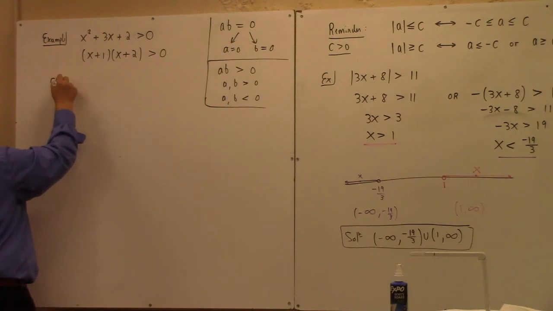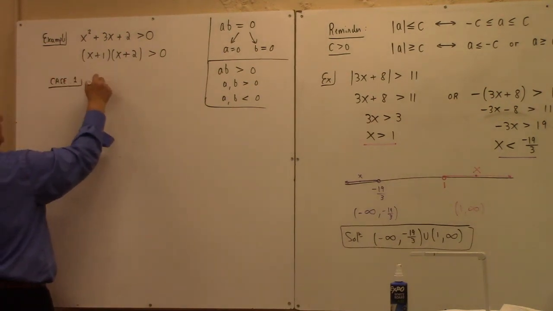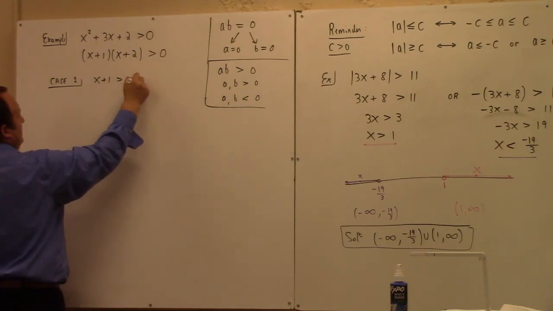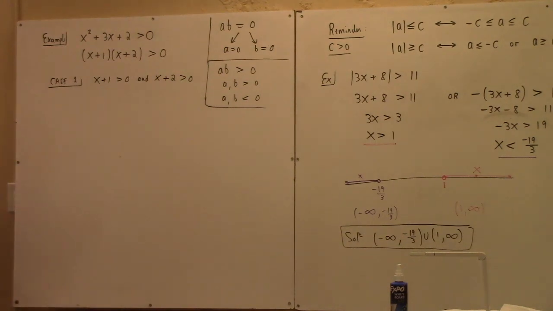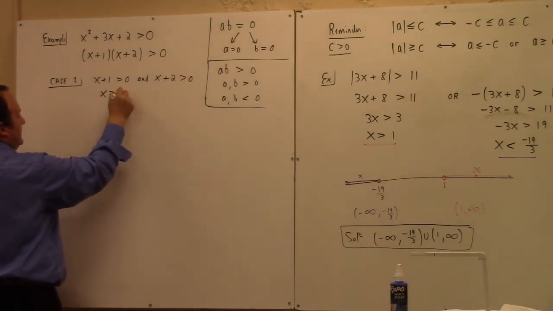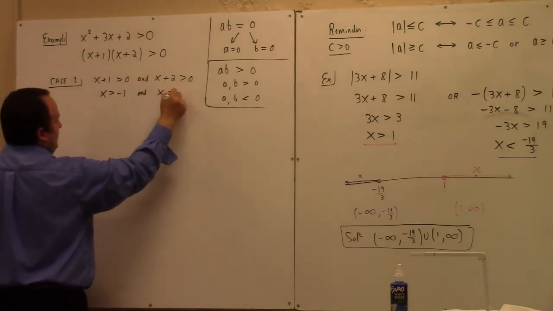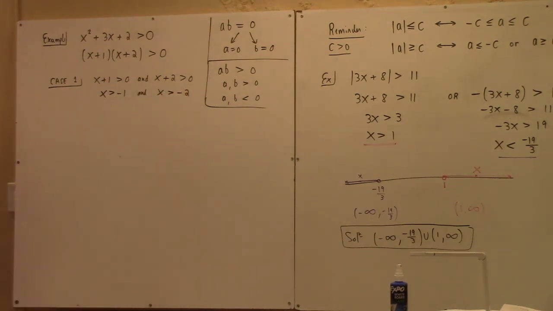So case 1: x plus 1 greater than 0, and x plus 2 greater than 0, right? And that gives us what? x greater than minus 1 and x greater than minus 2. Can we do that? Can we have x greater than minus 1 and x greater than minus 2? So which one do we keep? We have to have both for it to work, right?